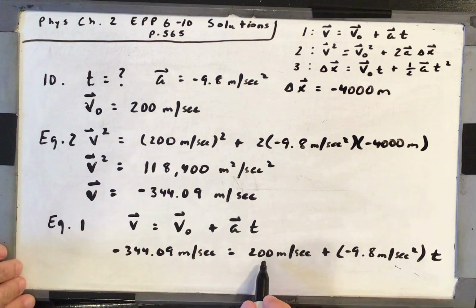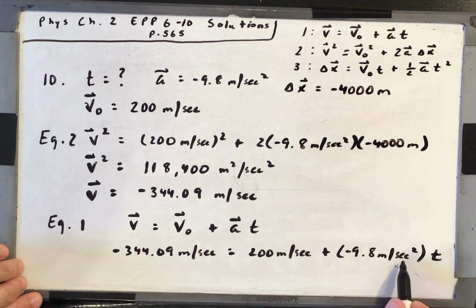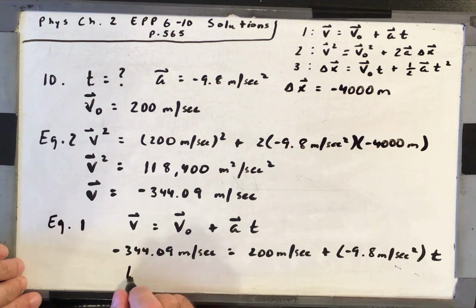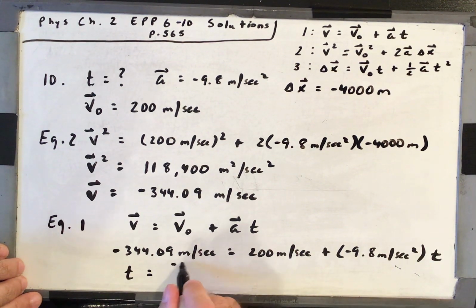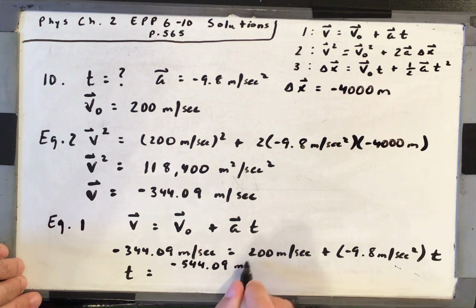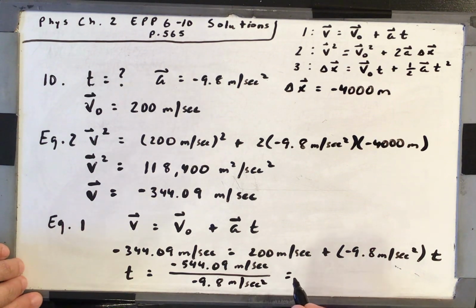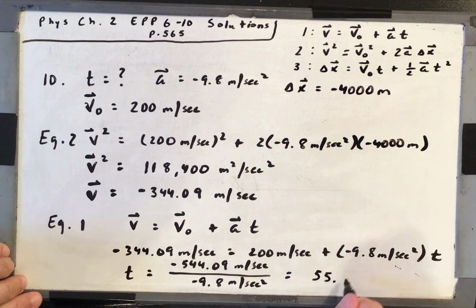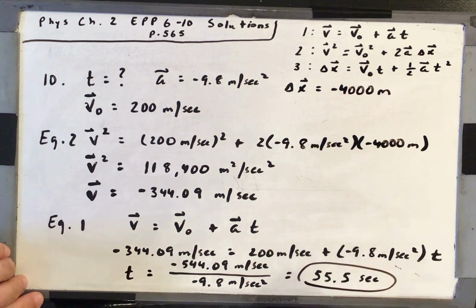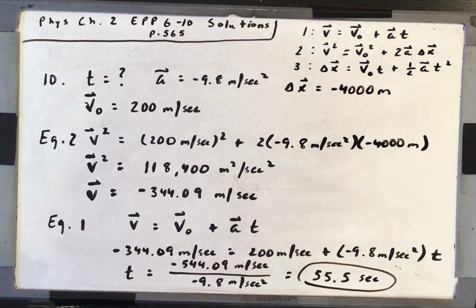All right, if I subtract 200 from both sides and then divide by negative 9.8, we know that time is going to be negative 544.09 divided by negative 9.8. You put that in your calculator to get 55.5 seconds. So it's a really tall building, so it takes a long time for that coin to hit the ground.